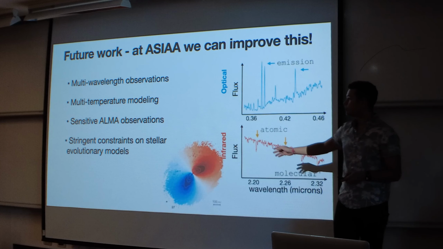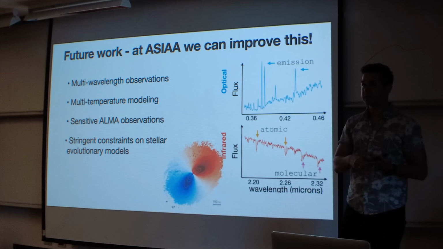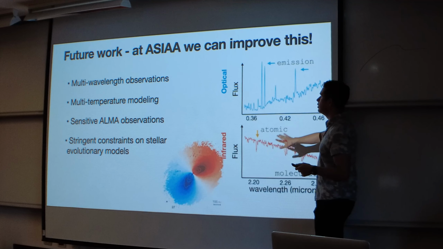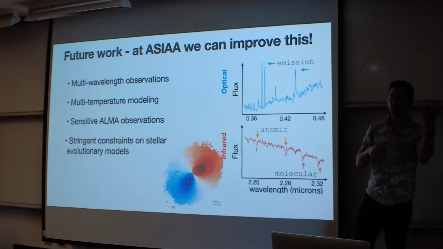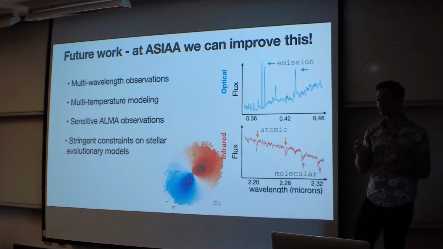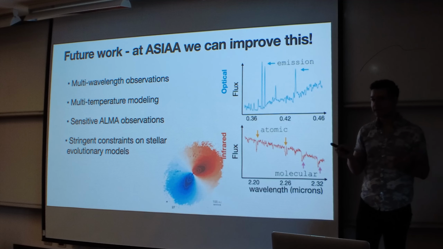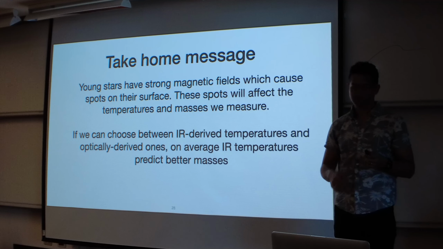And with all of that, we should be able to put more stringent constraints on stellar evolutionary models. Because until we know the whole temperature structure, how much is covered by what, how much is the cold component, how much is the hot component, we cannot really derive an effective temperature, which is really what we need to constrain models of stellar evolution. Well, I think that's all I have to say. I'll take questions now.